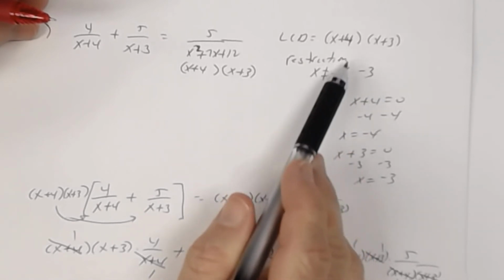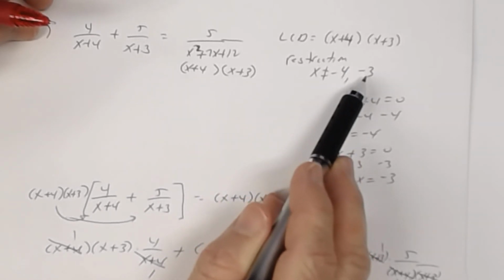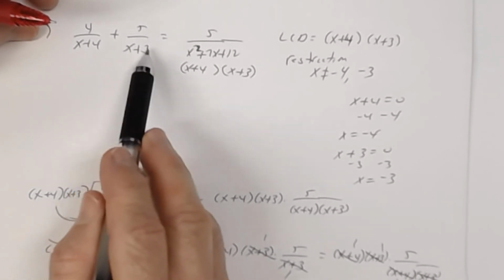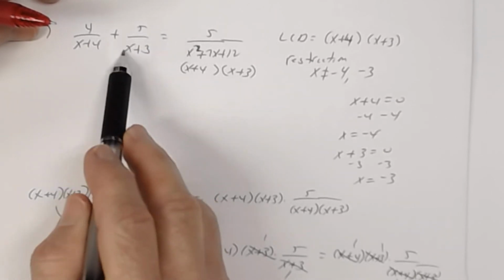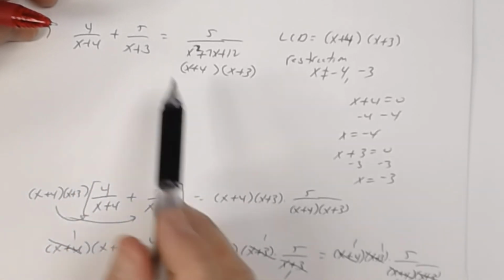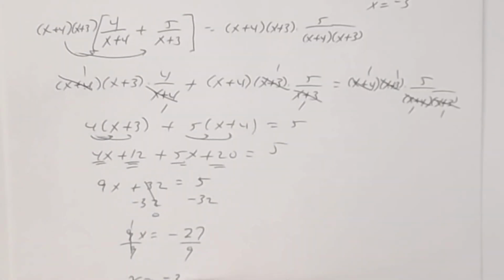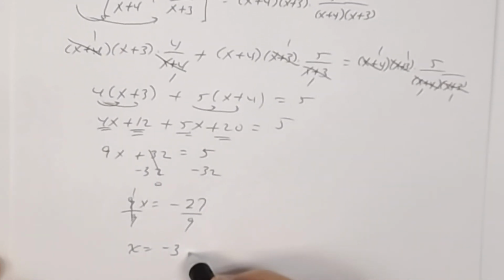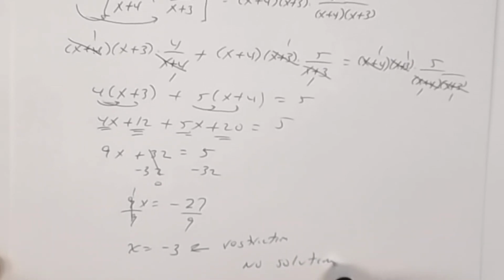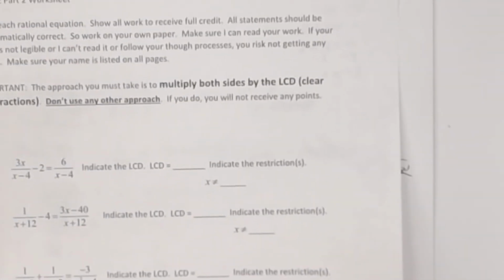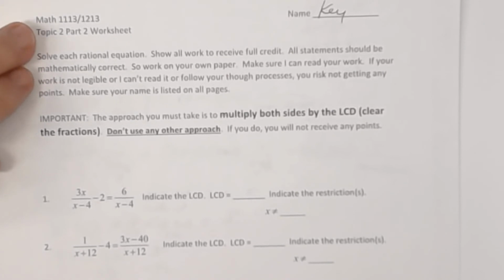And the answer is no, because negative 3 is a restriction. You see, negative 3 makes this denominator 0. So 5 divided by 0 is undefined. So negative 3 cannot be a solution to the original equation. What that means then is that this is a restriction, right? That's a restriction, so therefore you're going to say no solution. No solution. Okay? All right, so that is the key to the worksheet on topic 2, part 2. That's the one where we had to solve rational equations.